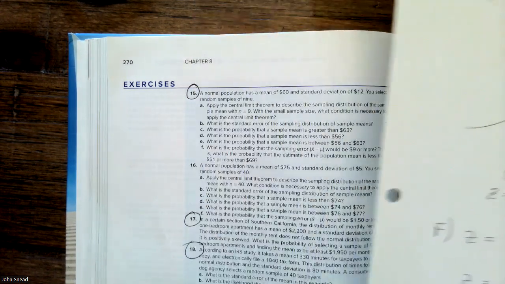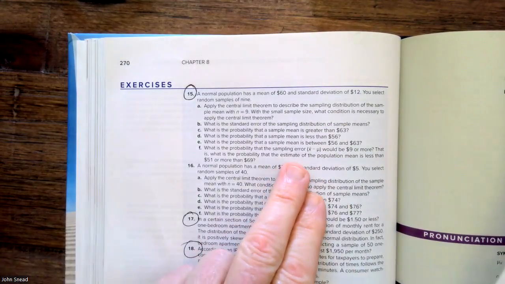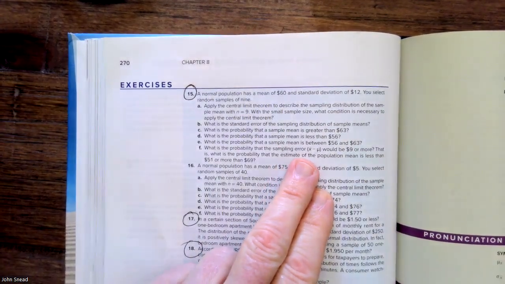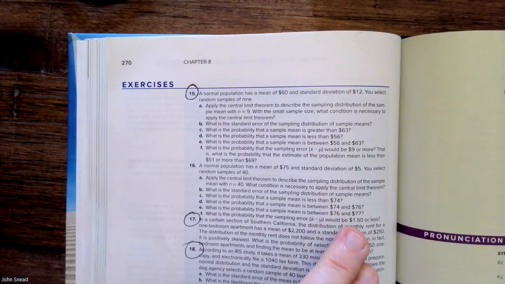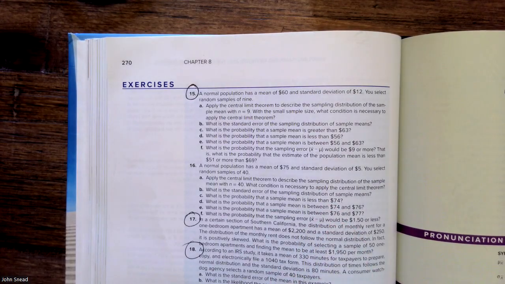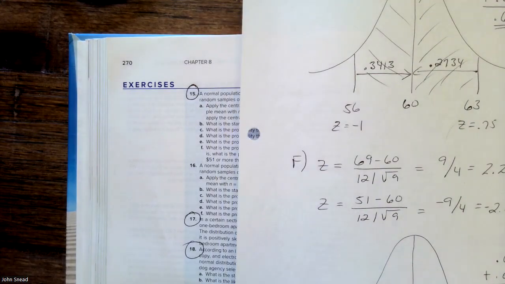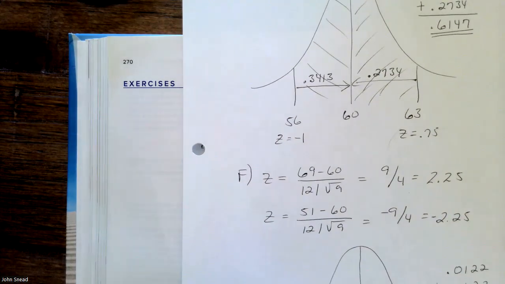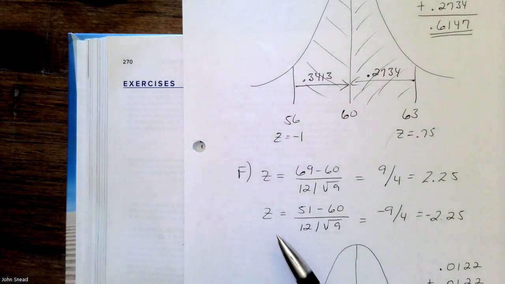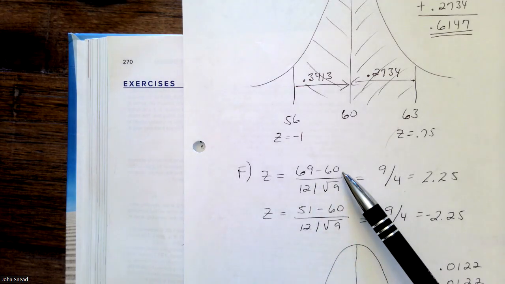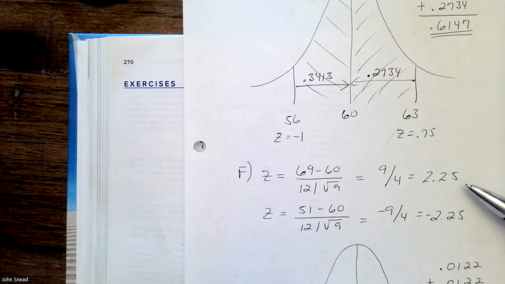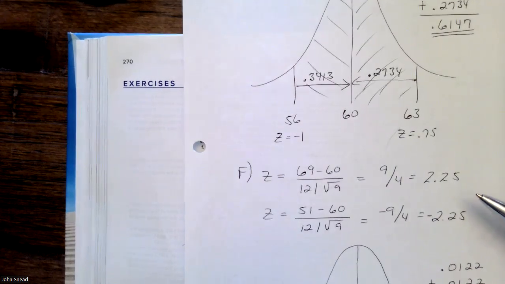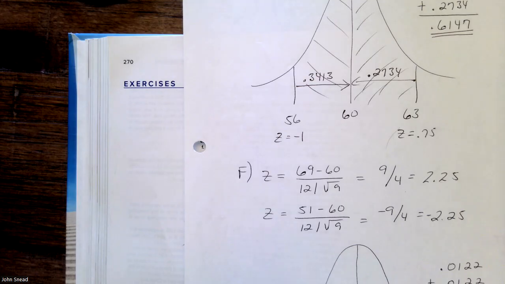0.6174. And then for F, what's the probability that the sampling error, which would be the sample mean minus the population mean, would be 9 or more? That is, what is the probability that the estimate of the population mean is less than 51 or more than 69? In this particular case, we need to come up with z-values for both 69 and 51. For the z-value for 69, we're going to use that same basic equation. 69 minus the mean of 60 is 9. The standard error was 4, so 9 over 4 is 2.25. So the z-value that would correspond to a sample mean of 69 is 2.25.